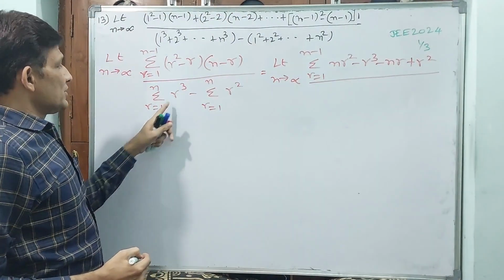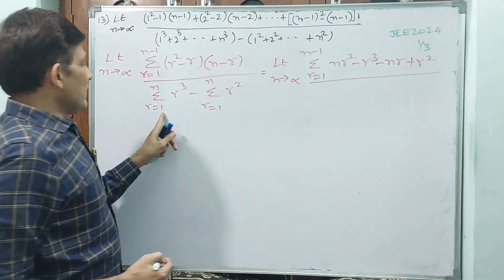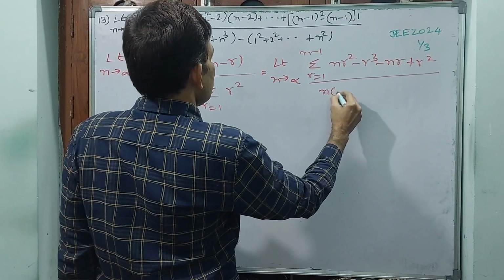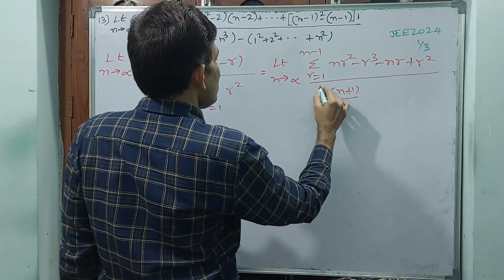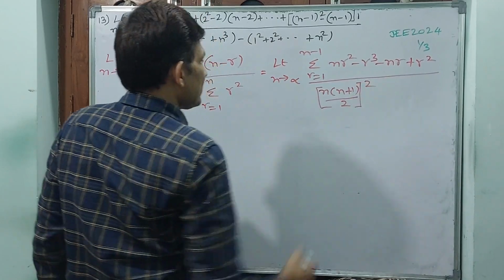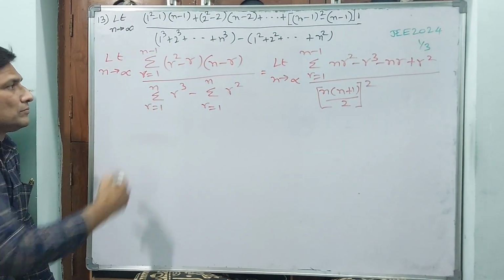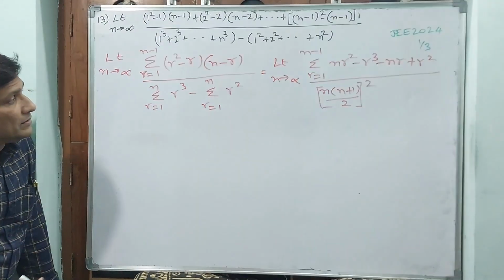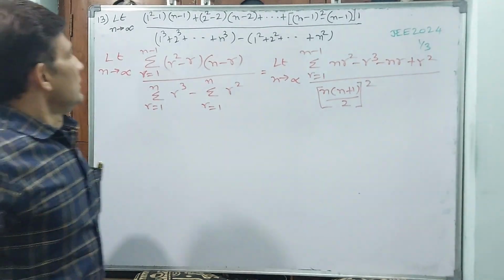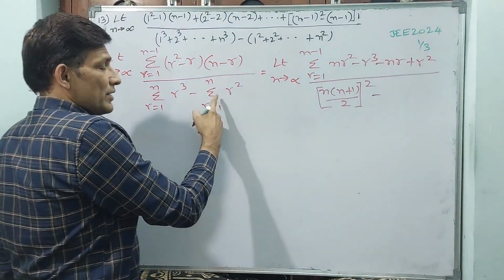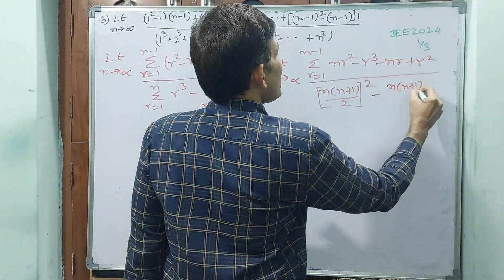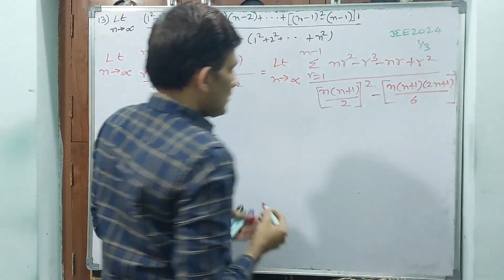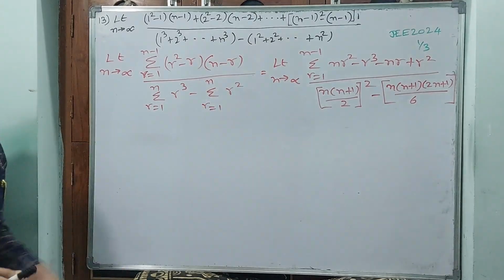This we know very well. Shall I remove this sigma? If I remove this sigma, what will happen? We know 1 to n is there, that means n into n plus 1 by 2 whole square. You accept? Definitely. Why? Because n into n plus 1 by 2 whole square, minus, here carefully you write n into n plus 1 into 2n plus 1 by 6. Do you accept this? Okay, here square is there.